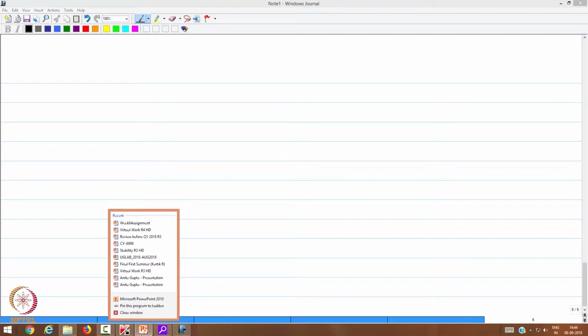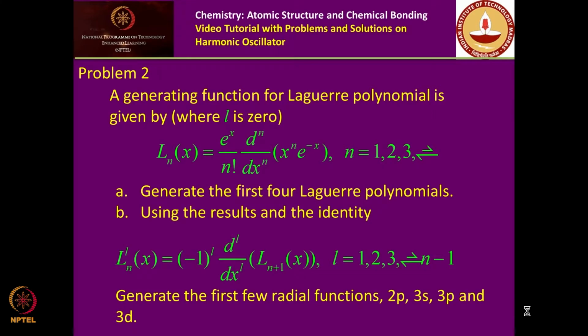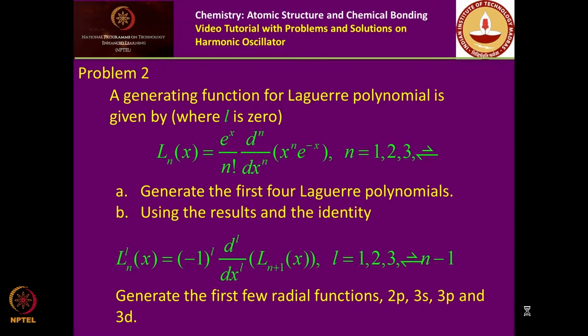Now, let's go to the second problem. The second problem is on Laguerre polynomials, which were provided to you as a solution to the radial part of the hydrogen atom. I have circulated a fairly elaborate set of lecture notes on the hydrogen atom, and somewhere in the middle of those 30-35 pages, you can see the Laguerre polynomials being given. We have a simple mathematical tool for evaluating them, a generating function that I have given here for the Laguerre polynomial.